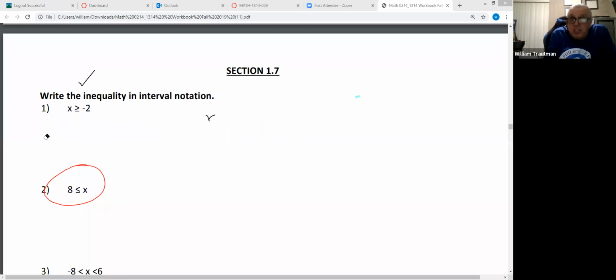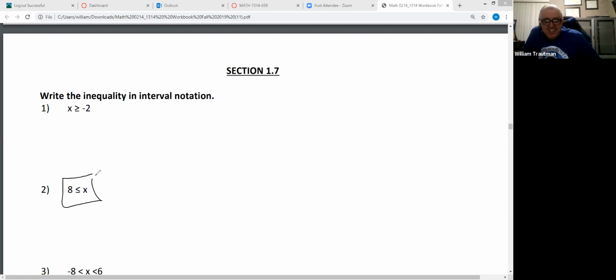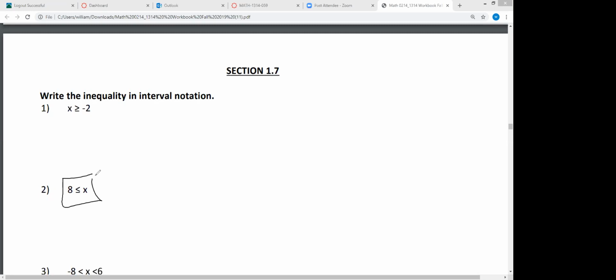Now, many people get number 2 wrong. Somebody different want to say number 2? It's going to be wrong. What does number 2 say? 8 is less than or equal to X? See, I knew you'd be wrong.